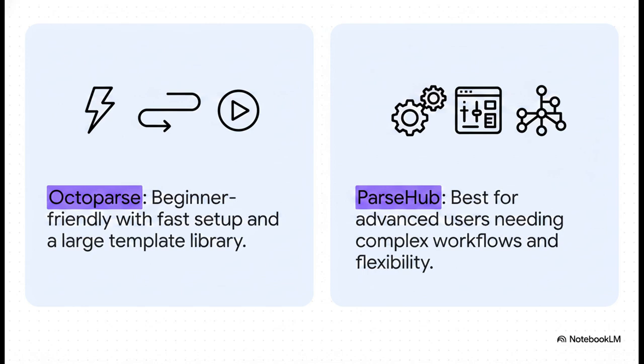Then on the right, you have ParseHub. Now, it definitely has a steeper learning curve, but it is built specifically for advanced users who really need complex workflows, deep navigation paths, and highly customized extraction logic. If you're trying to navigate a complex, multi-layered real estate database that's hidden behind a login wall and several search filters, ParseHub's advanced workflow gives you the absolute ultimate control. So essentially, Octoparse is your go-to for speed and simplicity, while ParseHub is your absolute powerhouse for deep customization.